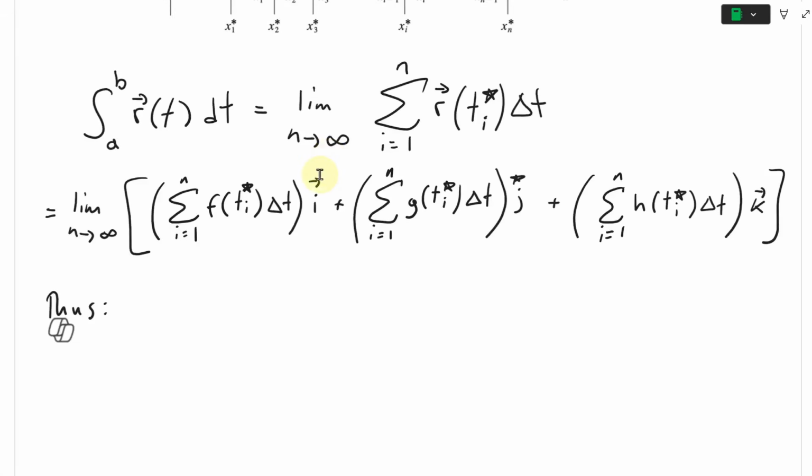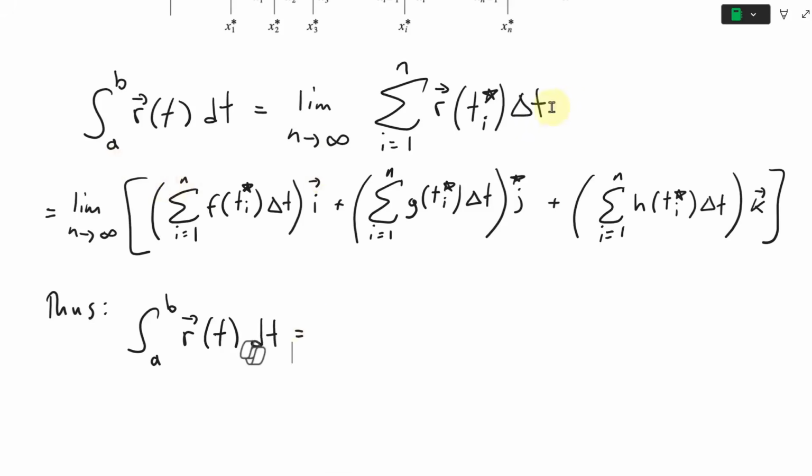So thus, the integral from a to b of r vector of t dt, where this dt is again just delta t but infinitely small, equals, we're going to take the integral of just the regular function f, the integral from a to b of f of t dt, and then the definite integral just from a to b, that's just what it means.